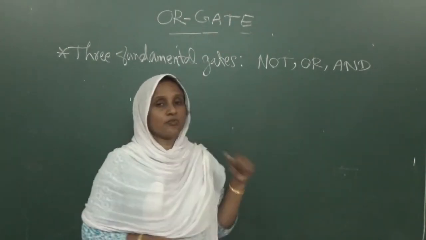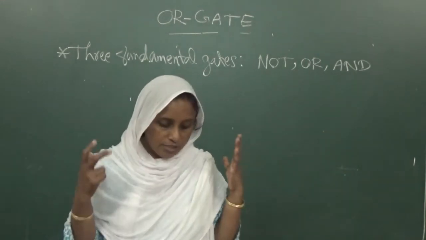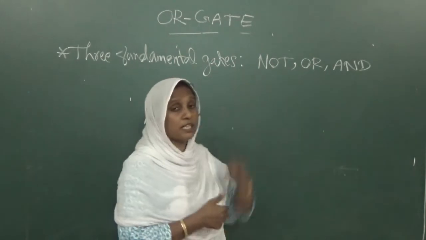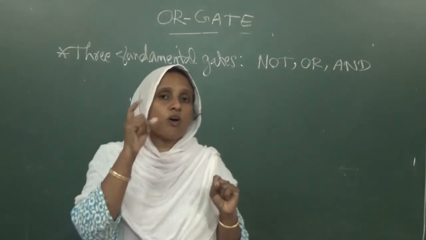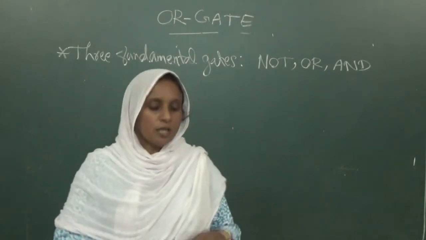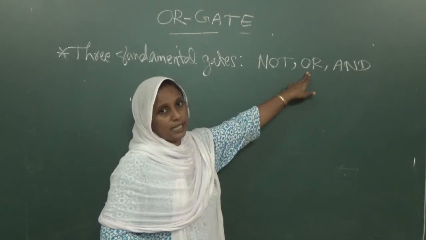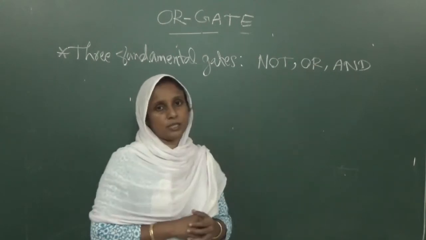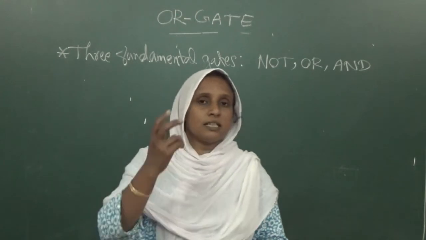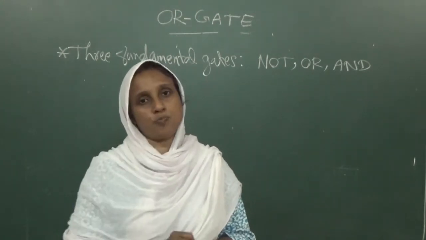Among these gates, we already learned about NOT gate or inverter. There we see that in the case of NOT gate, it has only one input and one output. Now, in this lecture, we learn about OR gate. For OR gates, there are two or more inputs and only one output.